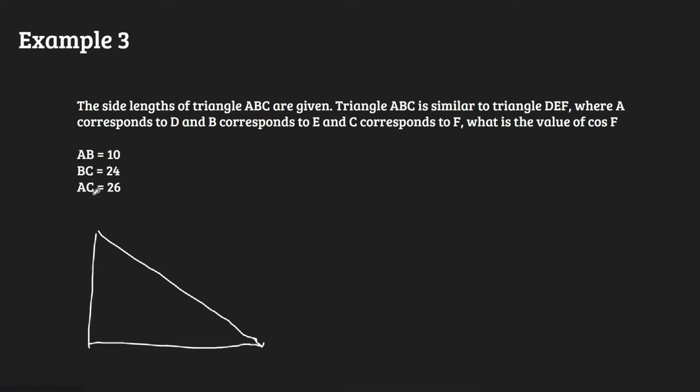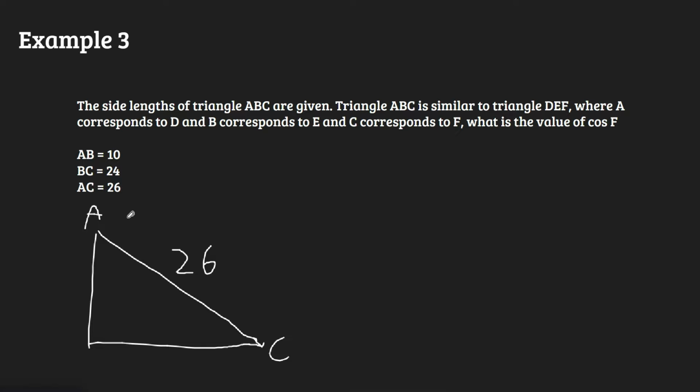Now, if AC is the longest, that means that it has to be the hypotenuse, because the longest side is always the hypotenuse. So this side is 26 long. It doesn't really matter where I put A and where I put C, as long as it's here and here, again, to make the hypotenuse side AC. So I'm just going to put the A on the top here and the C on the bottom here, but I could have put an A here and C here. It just doesn't really matter.